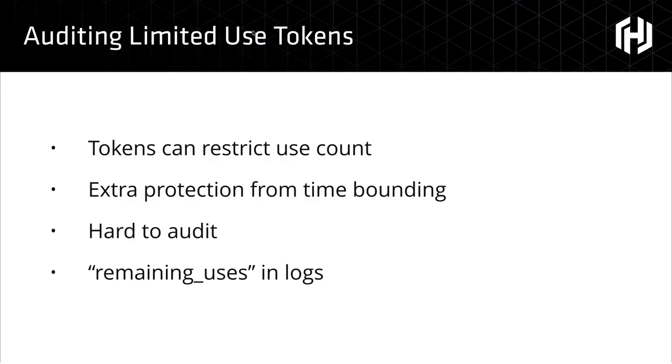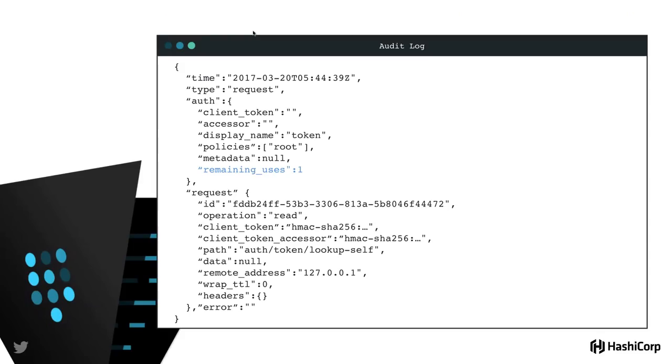Improved auditing of limited use tokens. So we can generate access to the vault that says this user is allowed to perform 1 operation or 5 operations. And it was sort of hard to audit exactly how many operations were used before. Now this just shows up in the audit log in a very obvious way. We can see the number of remaining uses for every request.